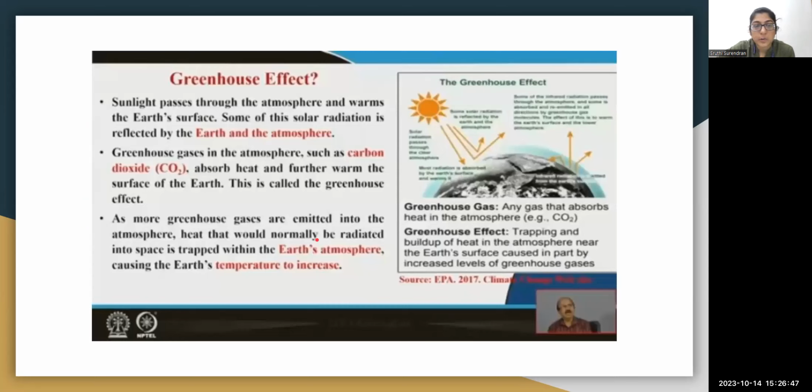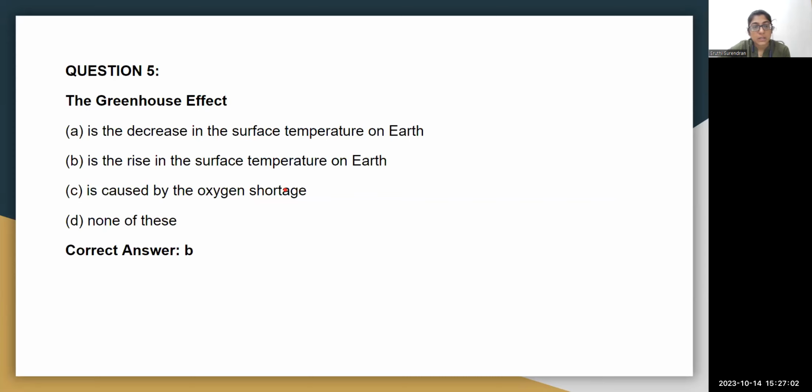So we studied about what the greenhouse effect is. It is when greenhouse gases like carbon dioxide, methane, trap the heat within the earth and its atmosphere, and this is resulting in an increase in the temperature of the earth. So greenhouse effect is a rise in the surface temperature on Earth. Correct answer is option B.